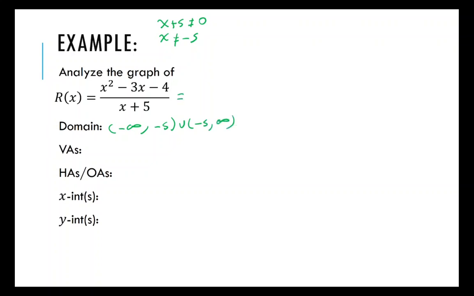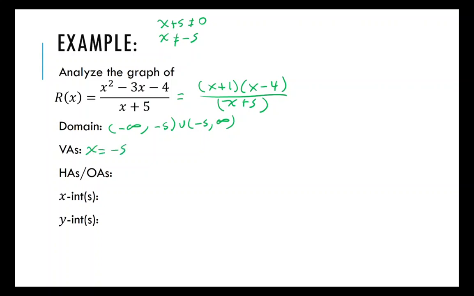Then we should reduce this rational expression by factoring. And so x squared minus 3x minus 4, two numbers that multiply to give us negative 4 but sum to give us negative 3. That is negative 4 and positive 1. So I get x plus 1 times x minus 4, all divided by x plus 5. At this point, we check to see if there's any reduction possible, but there's not. And so now I know that my vertical asymptotes are explicitly my domain restriction. And so that is x is equal to negative 5. We get a vertical asymptote.